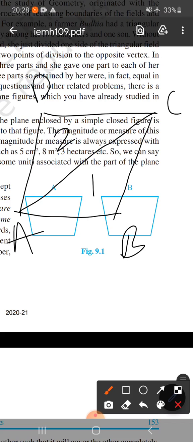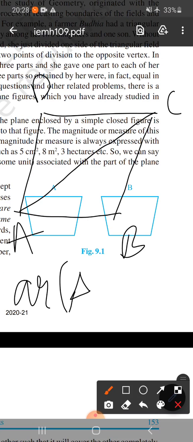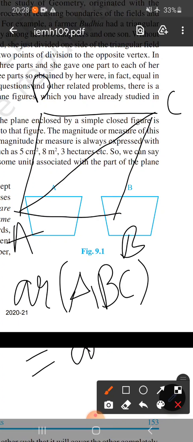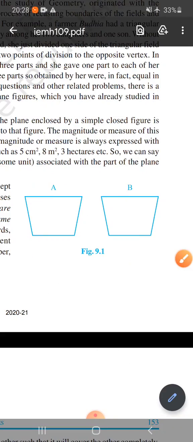Now if these two triangles are congruent, what else will be common in both these triangles will be their areas. So I can say area of triangle ABC will be equal to area of triangle ADC, right, if these two triangles are congruent.